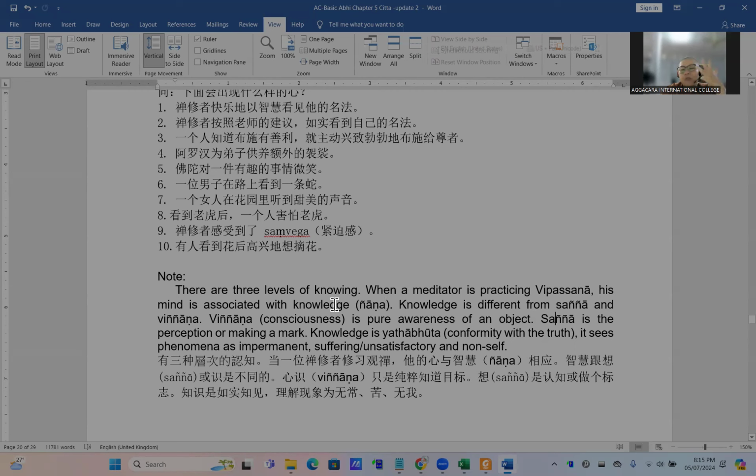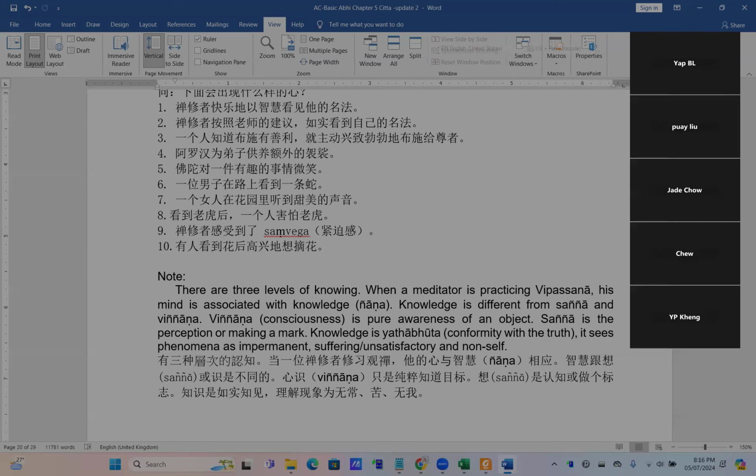So this means that we have three kinds of knowledge. One is called jnana, knowledge. Another one is sanya, perception, whether it's a blue color, or a man or woman. It's just a perception. Vijnana is just eye consciousness, all right? But what we need to create in our mind, or try to raise, is this jnana, because jnana is yathabhuta, conformity to truth. You see the phenomena as anicca, dukkha, anatta, all right?